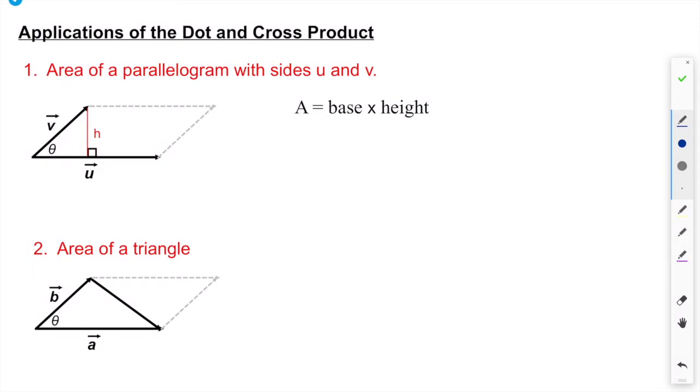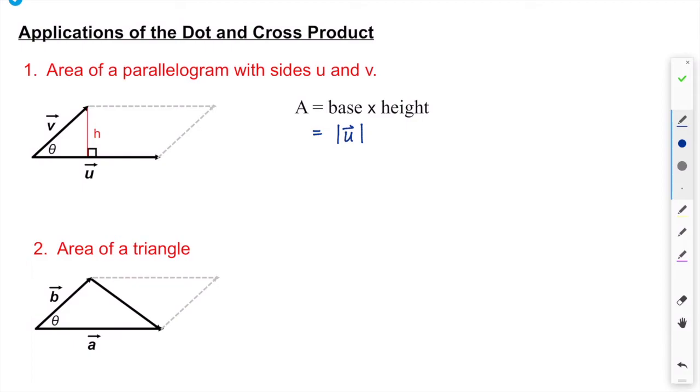In the next section, we're going to look at some more interesting applications of dot and cross products related to finding areas and volumes of shapes. We're going to start by looking at the area of a parallelogram with side lengths u and v, represented by the vectors u and v. We know that the area of a parallelogram is base times height. So we can use u as the base, so part of this formula is going to involve the magnitude of u.